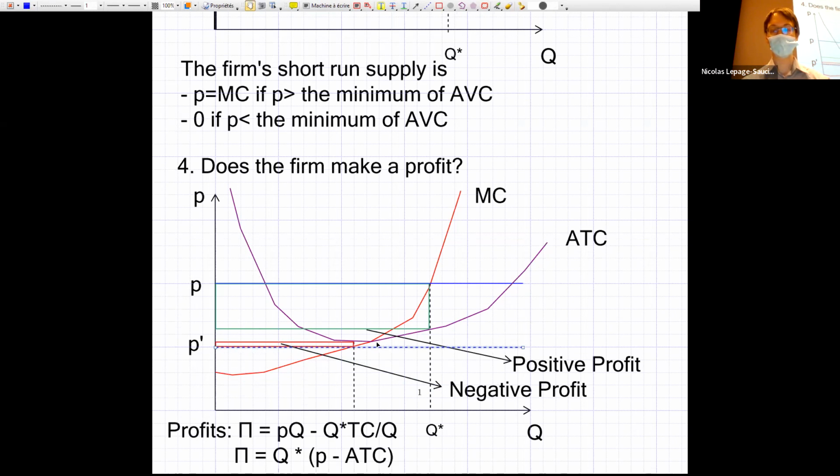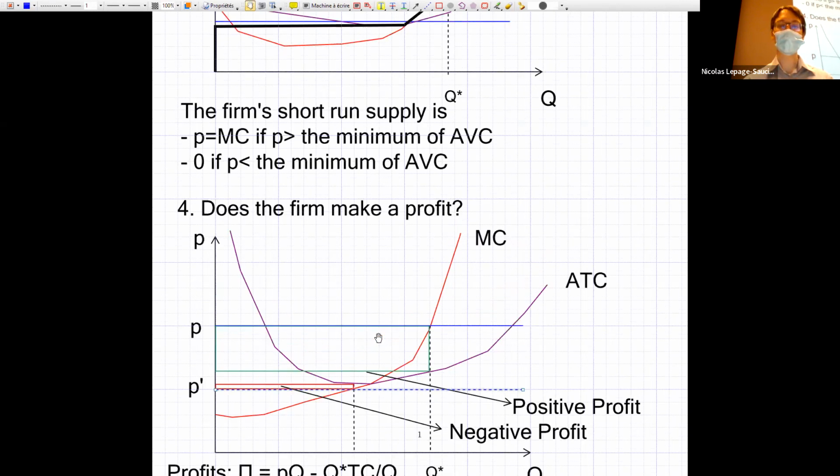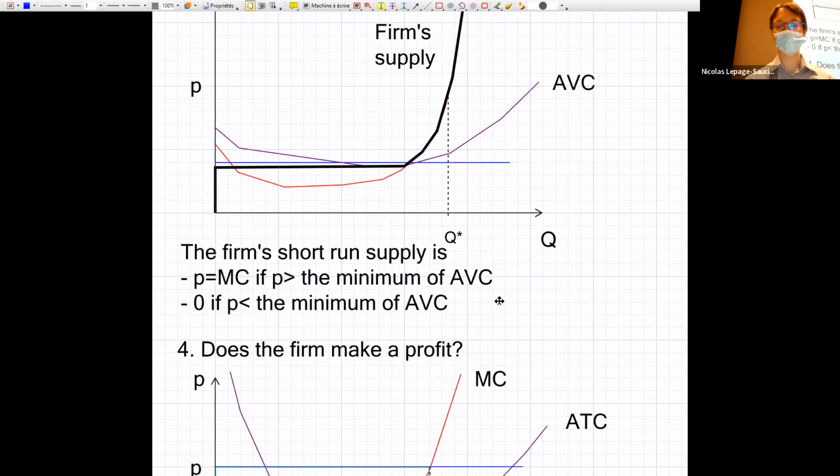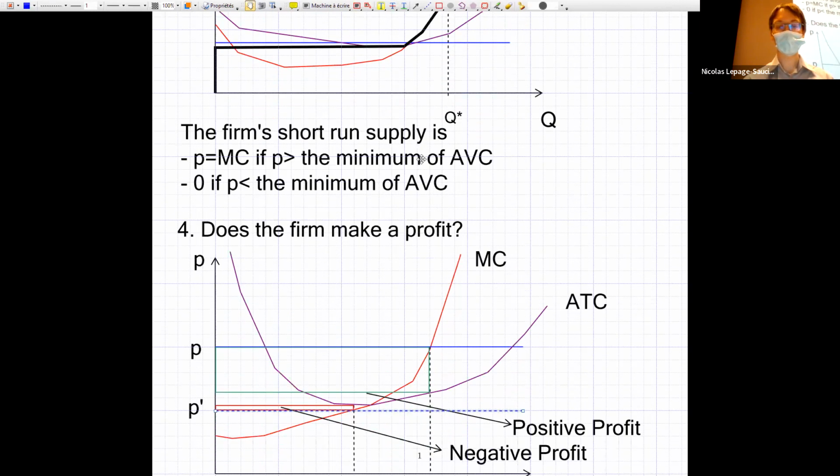Actually, if my drawing was complete, I would draw the average variable cost too, but I think it's getting too messy. But we have said that if the price becomes super low, imagine the price is 0. So what's the profit if the price is 0? Yes, but what's my total cost if the price is 0? Yeah, exactly, my fixed cost.